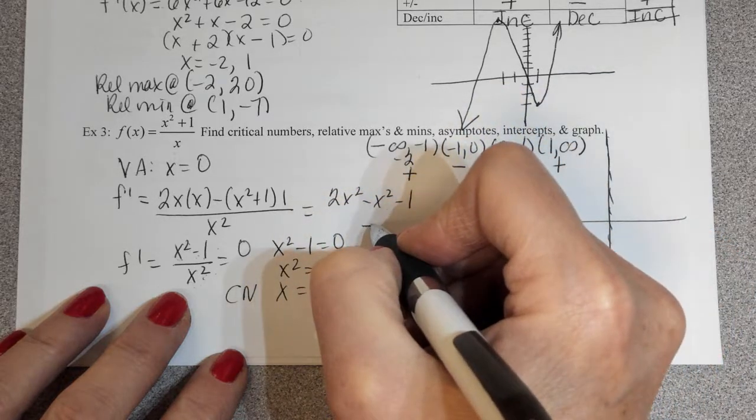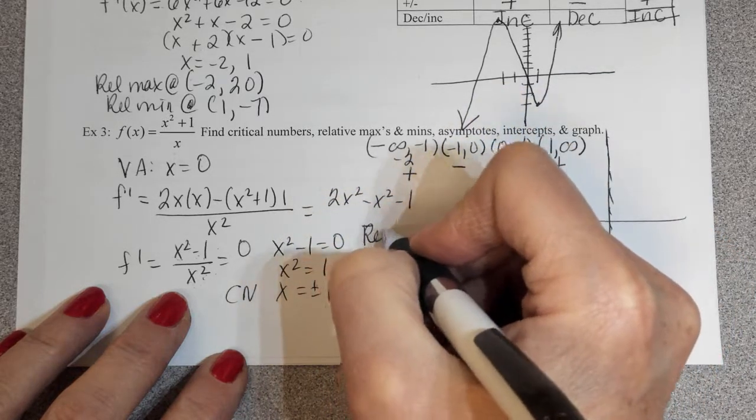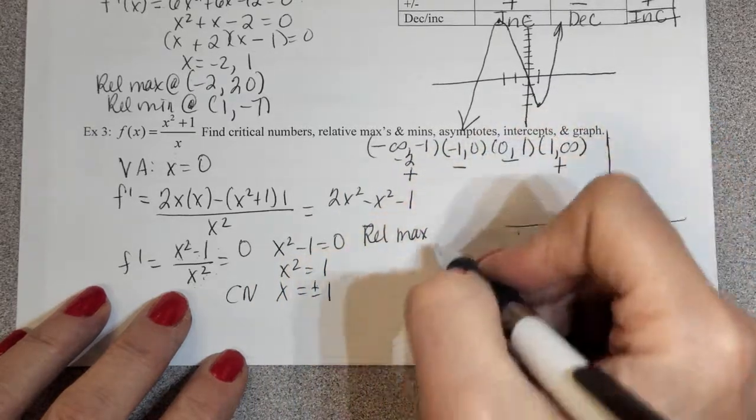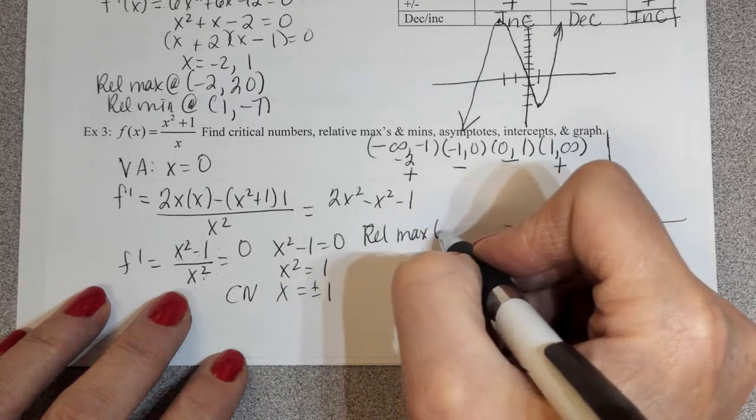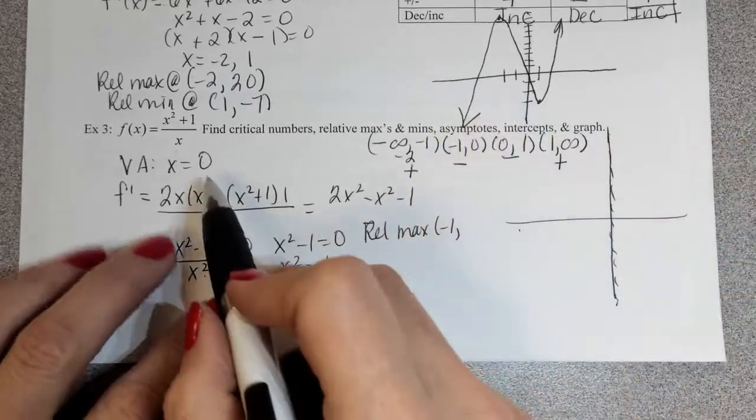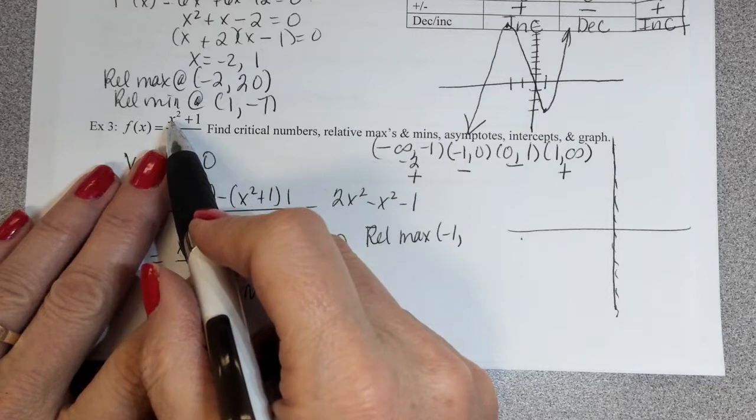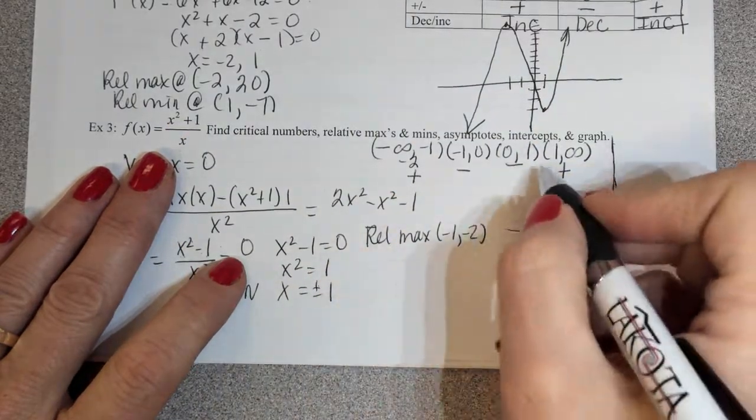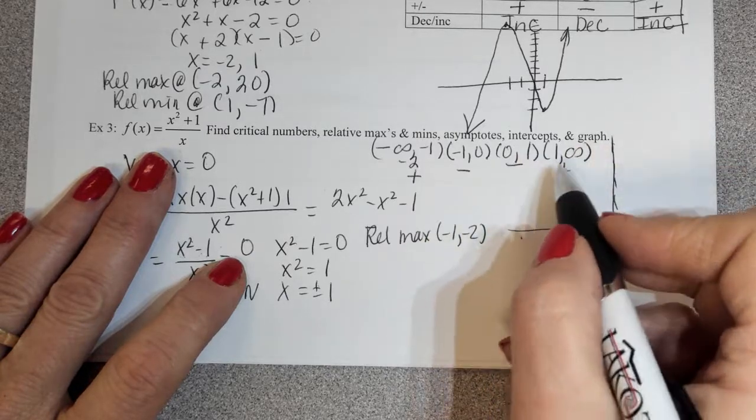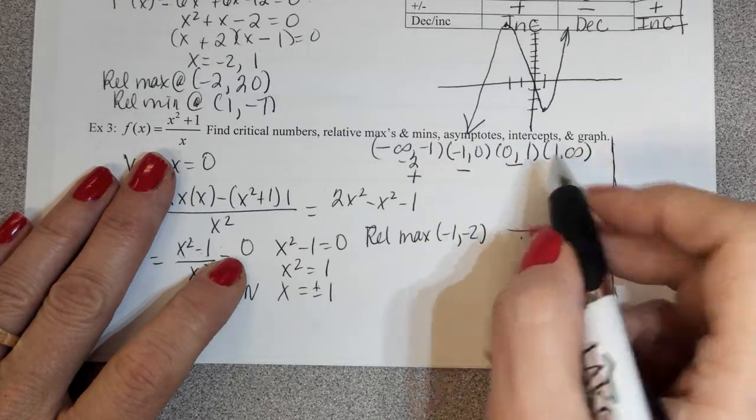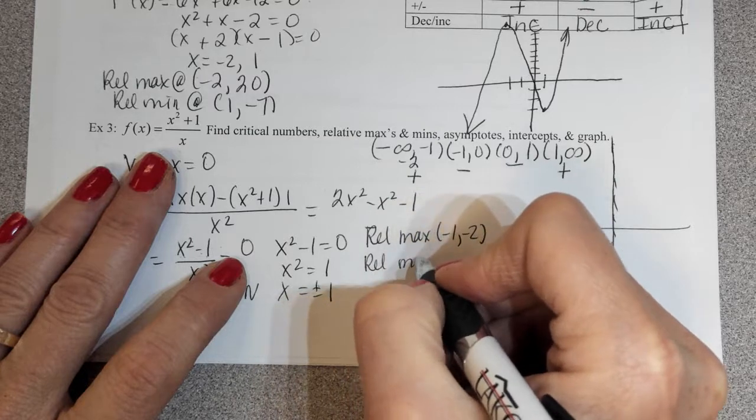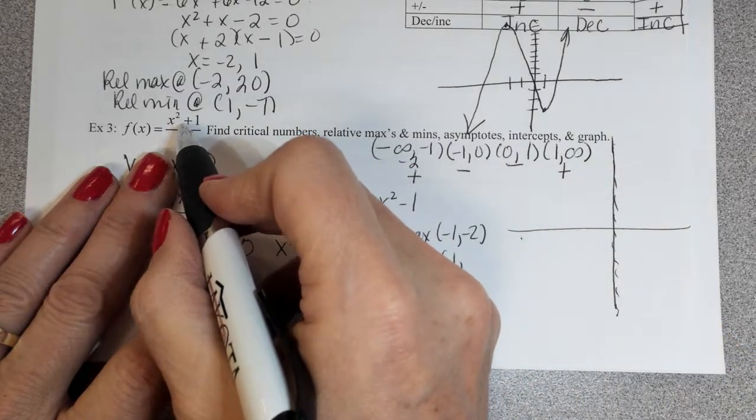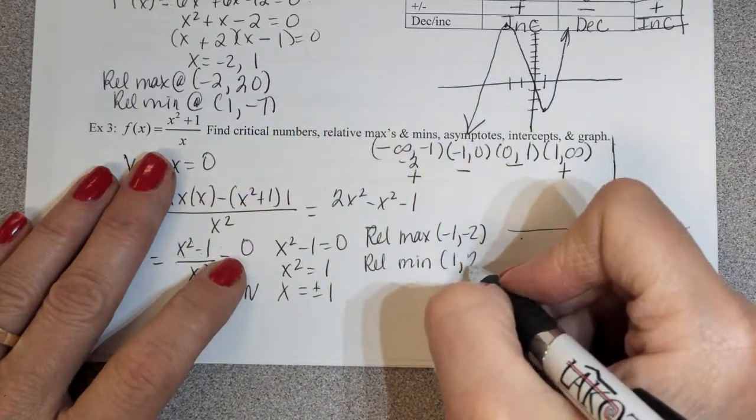So this is going to go from increase to decrease. So at negative 1 then, I'm going to have a relative max. Anytime I go from increase to decrease, we have to have a max. So we have a relative max at negative 1. Plug it back into the original. That's going to be 2 over negative 1, which is negative 2. Plugging in my 1, because I'm going from decrease to increase, I have to have a relative min at 1. Back into my original, 1 squared is 1, plus 1 is 2 over 1 is 2.